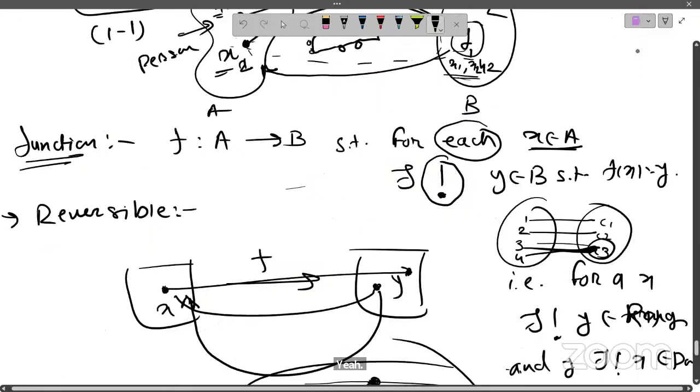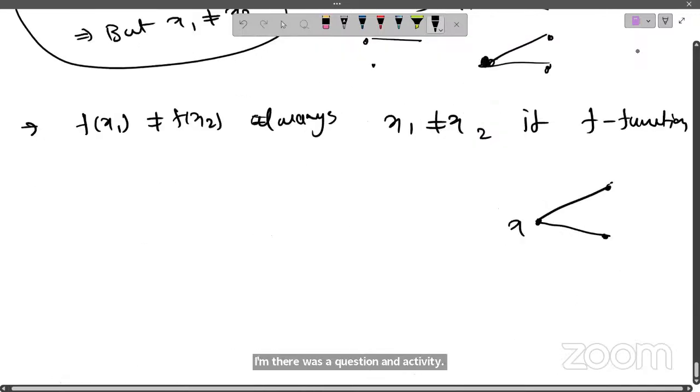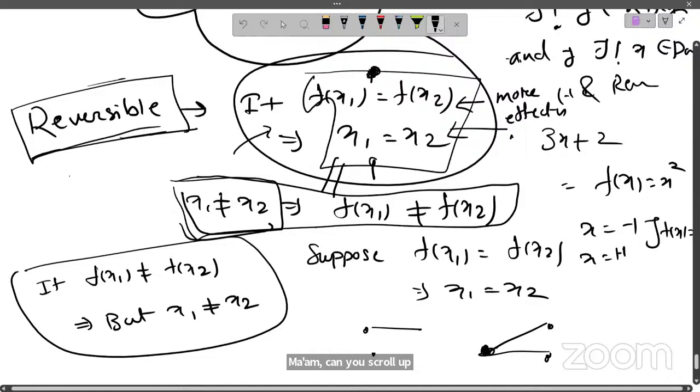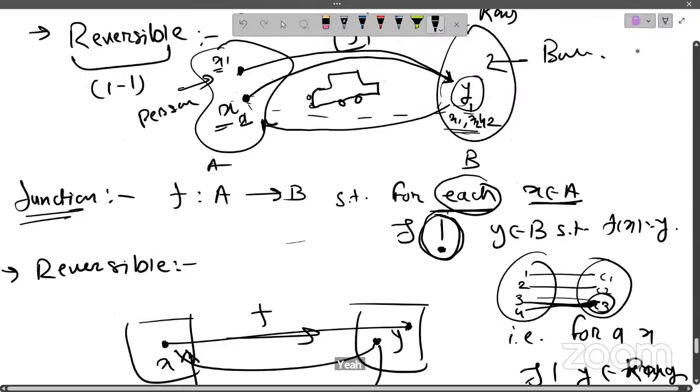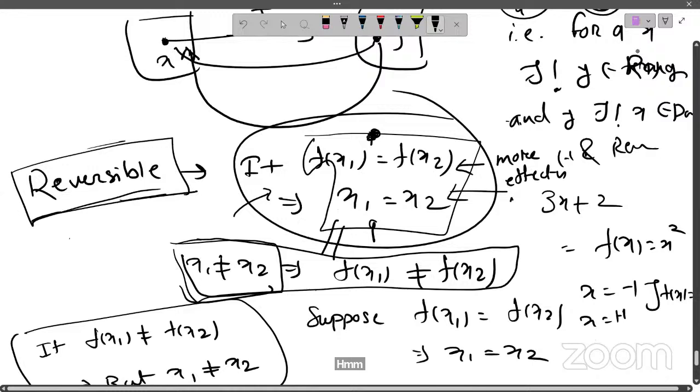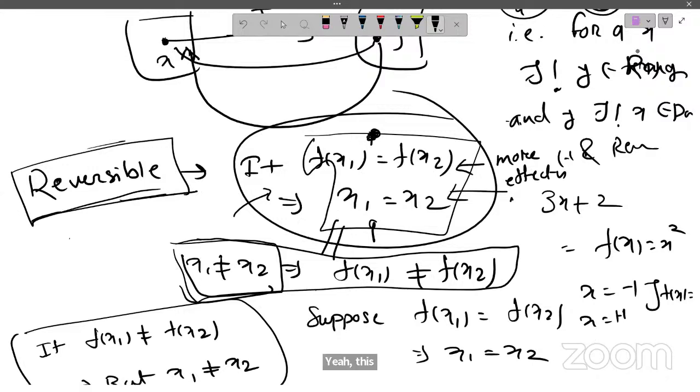Yeah, ma'am, there each x has a unique y. What? Hello? Ma'am, can you scroll up? Till the definition of reversible, yes. Yeah, this one, ma'am. Here, f of x implies y, right?